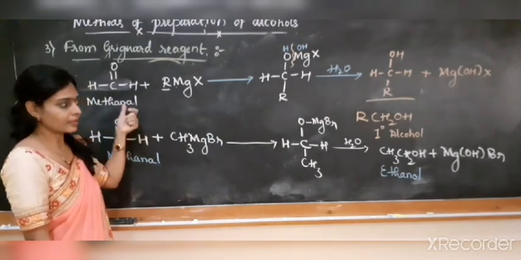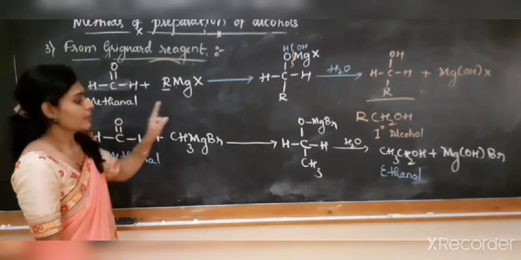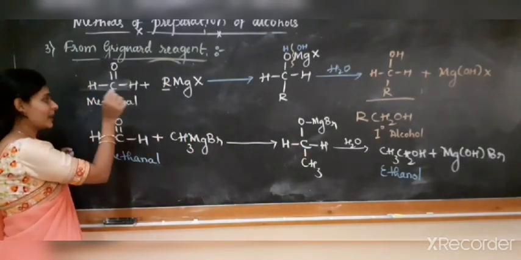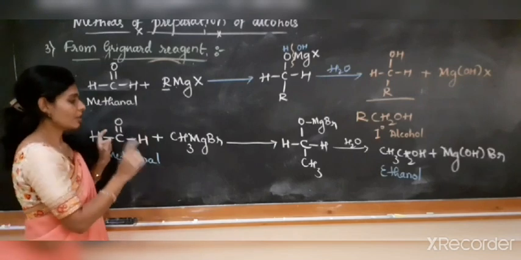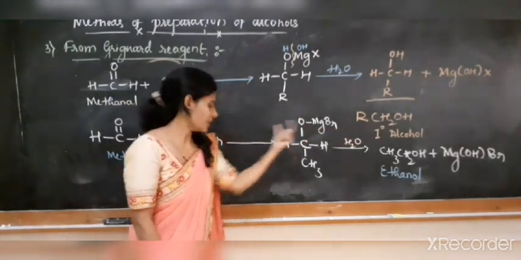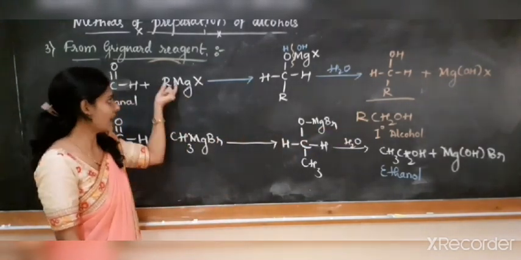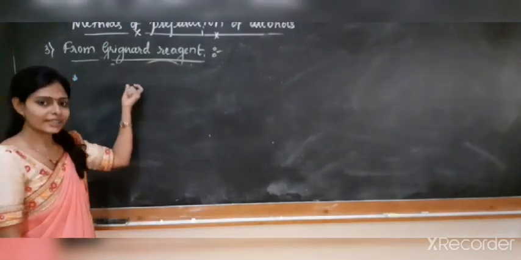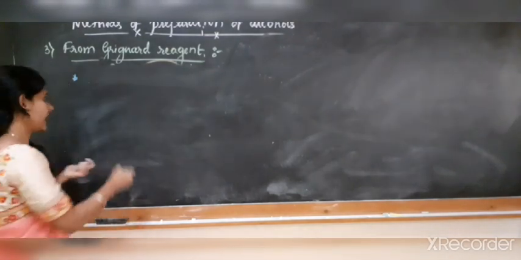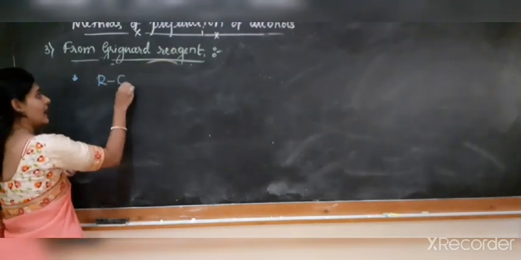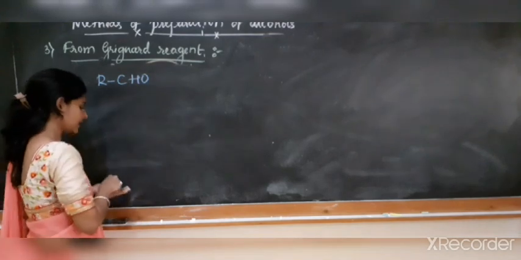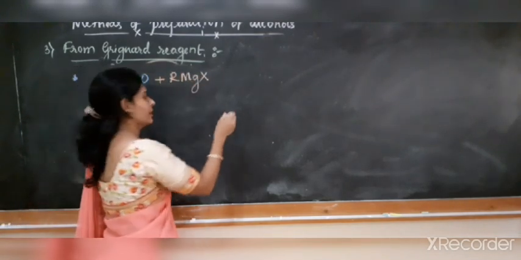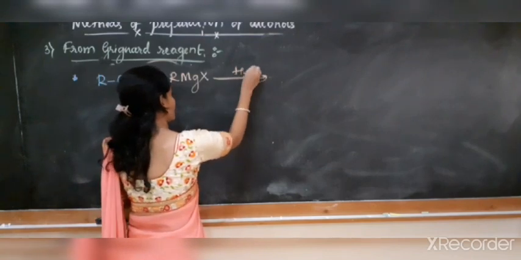This is the first example, and remember, we are getting primary alcohol only when we take formaldehyde. From any other aldehyde or ketone, it is not possible to get the primary alcohol. You can take any alkyl group in place of R, but this should be formaldehyde. Instead of formaldehyde, if I take any other aldehyde, if in place of H we have R, RCHO, then it is treated with RMgX, followed by hydrolysis. What happens?